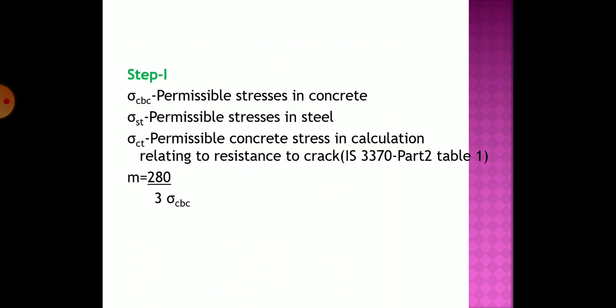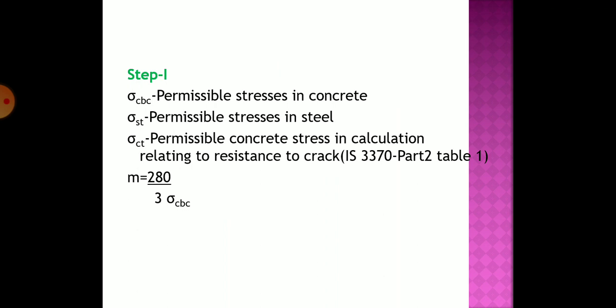Step number 1, sigma CBC means the permissible stress in concrete. This sigma CBC value depends on the grade of concrete, and the value of sigma CBC is given in IS 456 2000 on page number 81. Now sigma ST is the permissible stress in steel. It depends on the grade of steel, and this value is also given in IS 456 2000 page number 81.